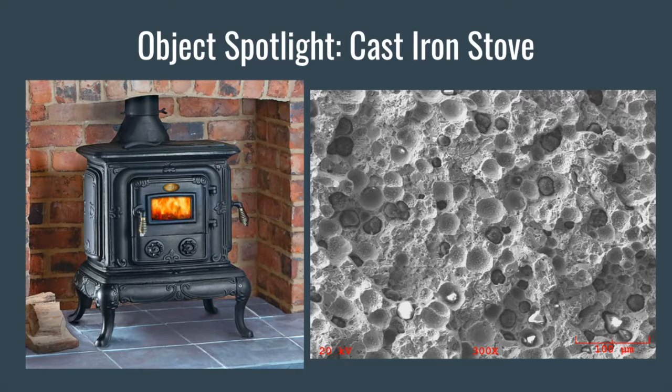On the right, we have an SEM image of cast iron. Note the bumpy, uneven surface and the small grains, which are actually graphite nodules that make up the carbon composition of cast iron. Today, cooking stoves are no longer made of cast iron, as several metallic and synthetic materials have taken its place as a more efficient and reliable heating material.